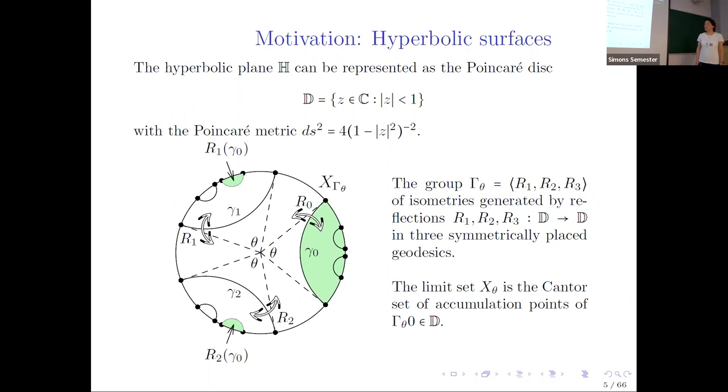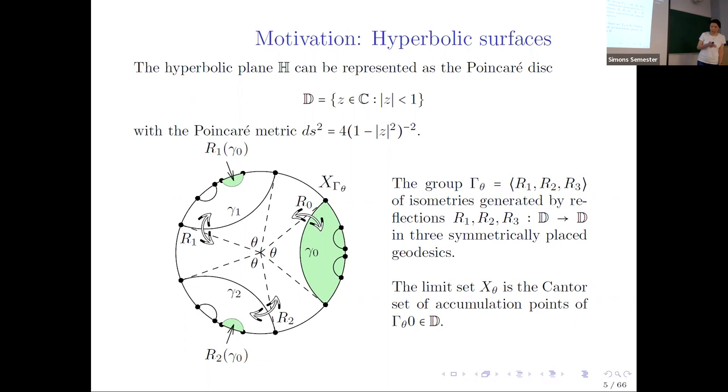And one can consider the limit set of this group. It is the set of accumulation points of the orbit, for example, of zero. It doesn't matter which point you pick. So we take the origin in this disk and consider its images under all elements, which means that we keep reflecting it in these boundary geodesics. These images are going to accumulate at the boundary, and the set of accumulation points of these images of a single point inside the disk is called the limit set, and it lives on the boundary of this unit disk.